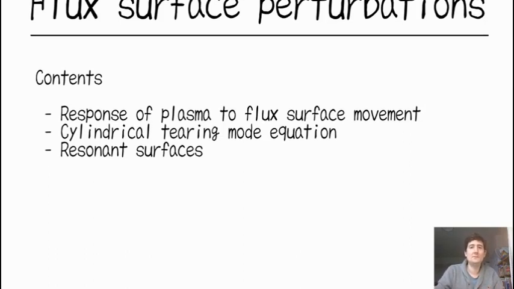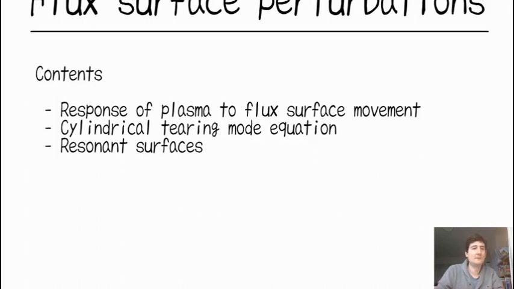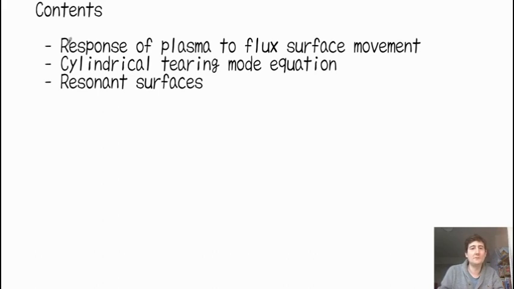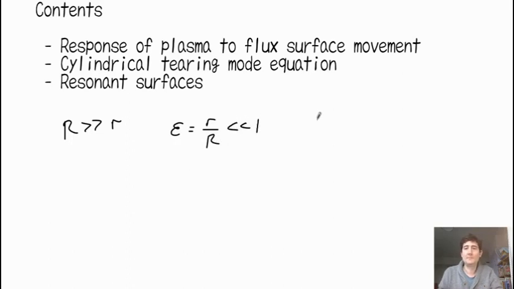And this leads to the idea of resonance surfaces, either inside or outside the plasma. And this will be useful for understanding kink modes and tearing modes later. So we're going to start with a large aspect ratio. This means that in a tokamak we are using R, big R, is much bigger than little r. Often this is written as an inverse aspect ratio, which is the minor radius to the major radius, and we assume that this is a small number. This is the inverse aspect ratio.